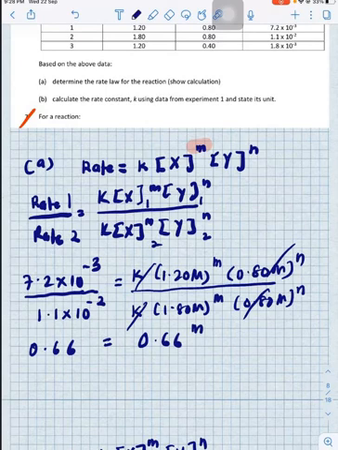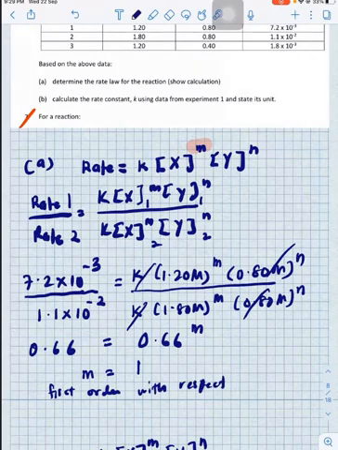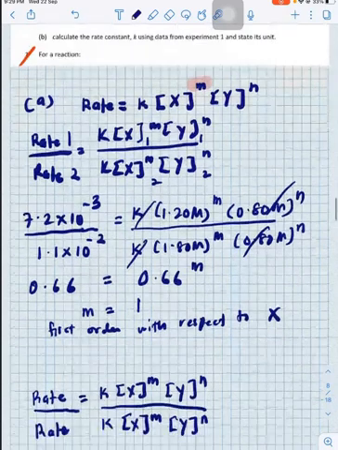So senanglah bila kita tengok base dia sama. So M is equals to 1. Okay. So kesimpulan dia adalah first order with respect to X. Okay. Alright. And then let's find N.